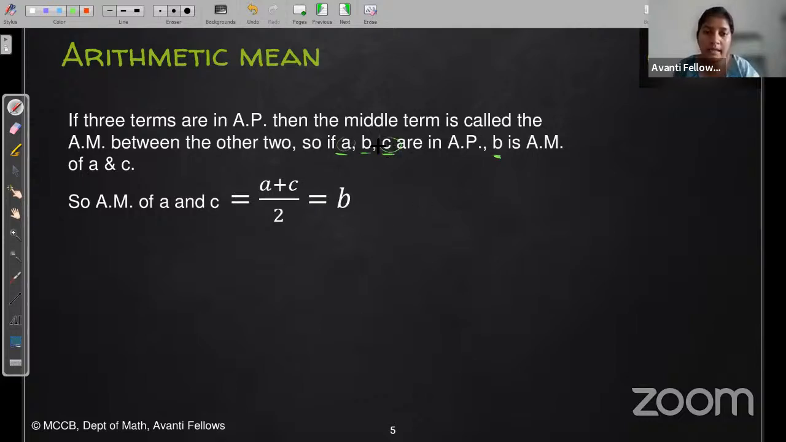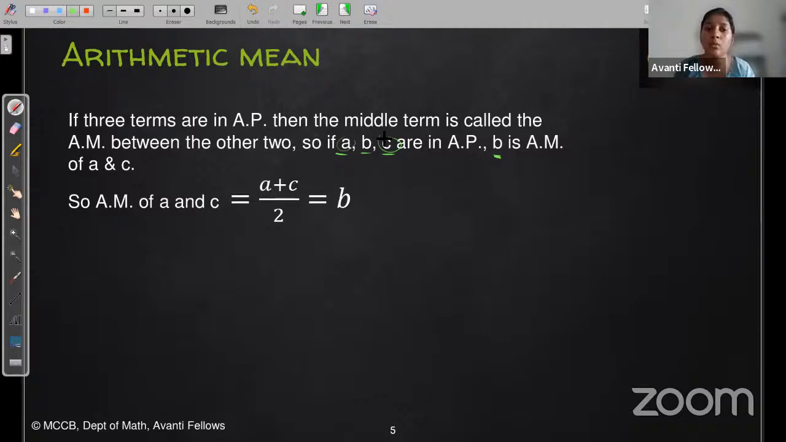So how do we write it? We write arithmetic mean of A and C is equal to (A plus C) divided by 2, which is equal to B. See, this mean represents the average of A and C. So the average of A and C will be what? (A plus C) by 2. And that will be equal to the middle term in the case of arithmetic progression, okay? So if 3 terms are given, then the arithmetic mean is the middle term, which is equal to the sum of the first term and the last term divided by 2.